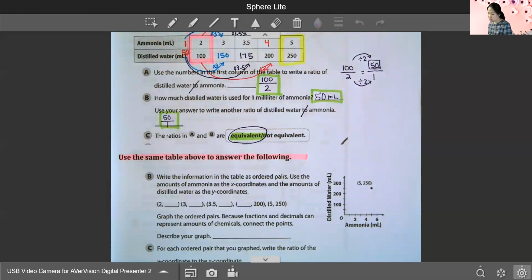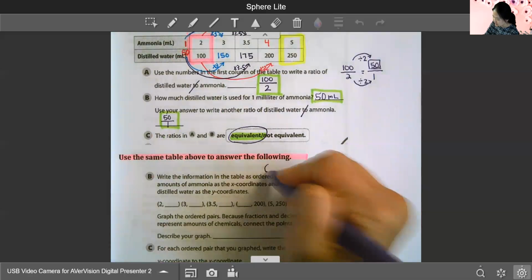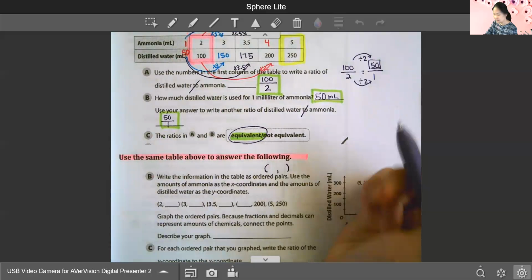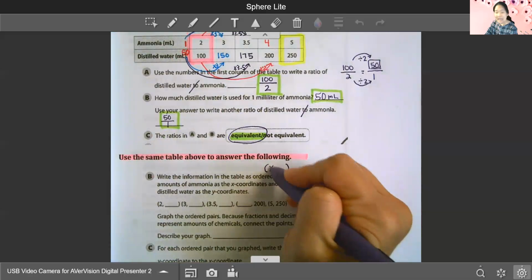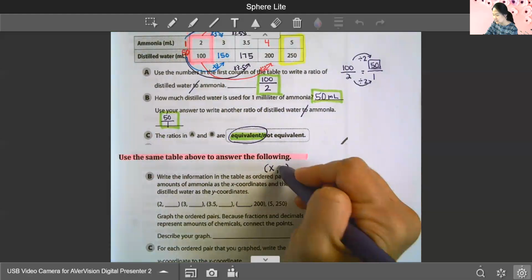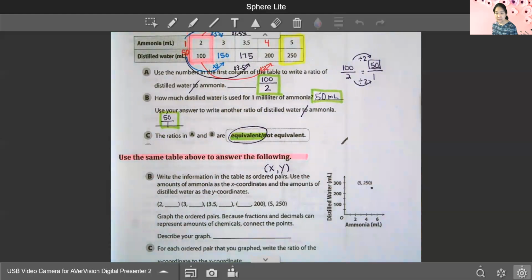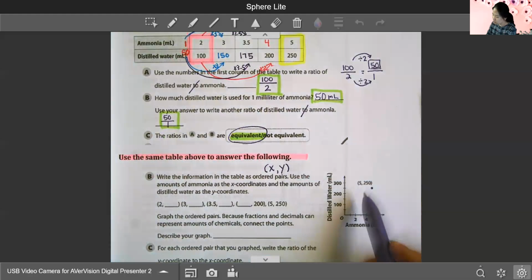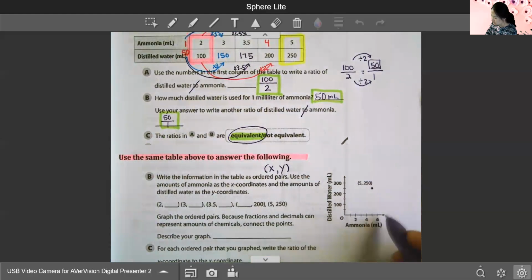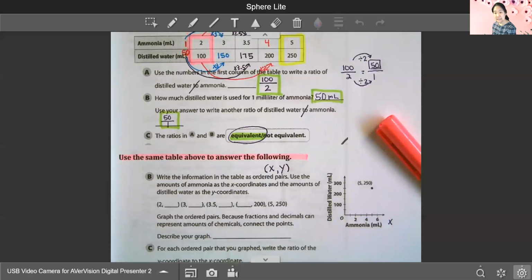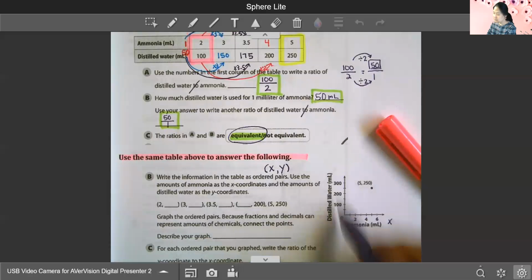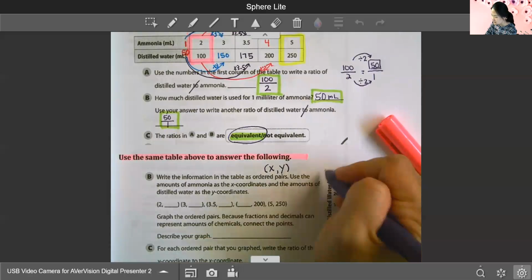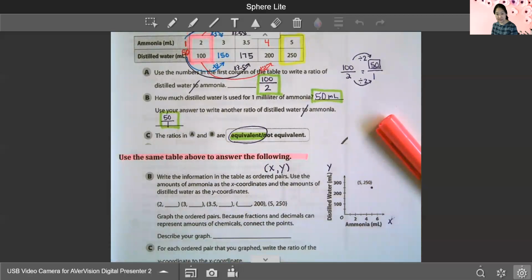Write the information in the table as ordered pairs. Ordered pairs look like this with a comma in between, and the first number represents the x coordinate and the second number represents the y coordinate. In a graph, the ones that go horizontally represent the x coordinates, and then the ones that go vertically top to bottom represent the y coordinates.